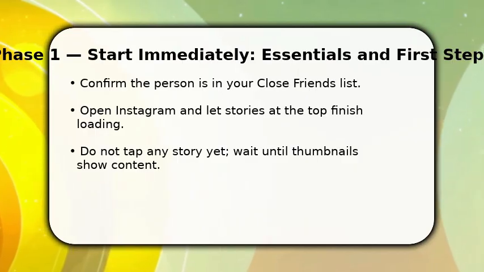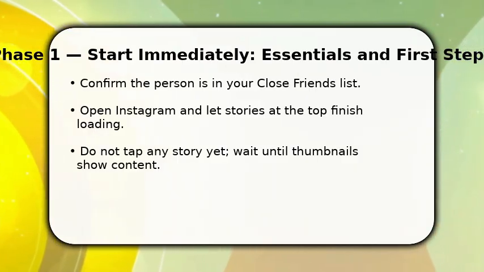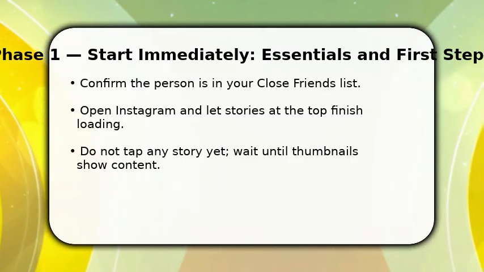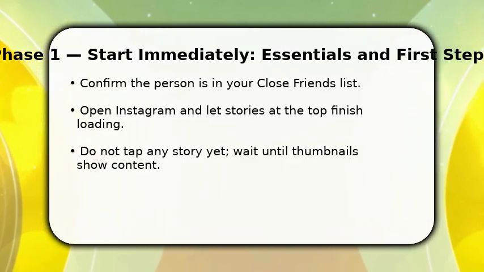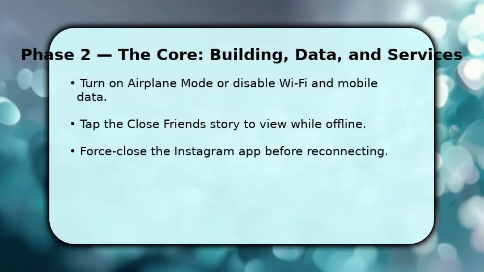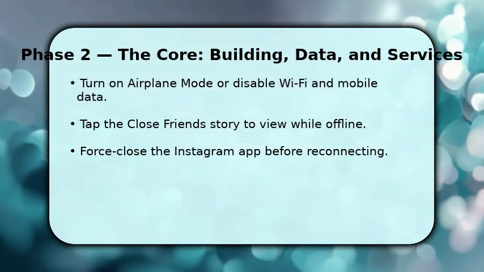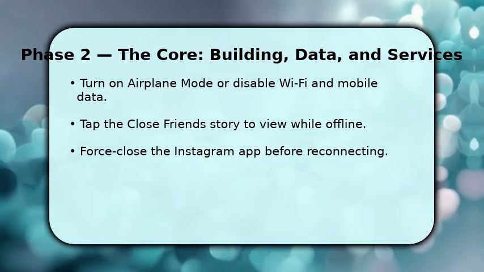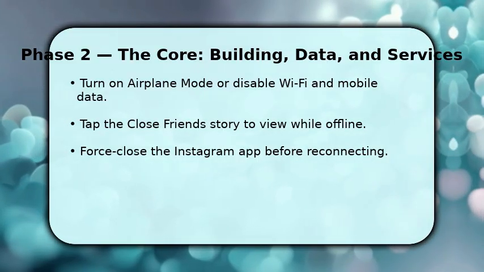Once the story thumbnails have loaded, don't tap them yet. That initial load is what lets you view offline later without triggering an immediate view notification. Now you switch to airplane mode or otherwise cut all data so Instagram can't send your viewing activity. Once offline, tap the close friends story to watch it. The preloaded content plays locally.